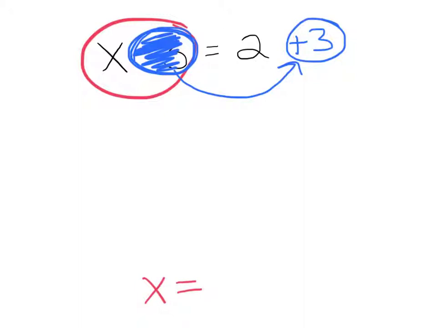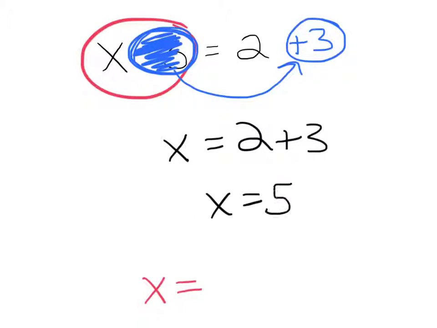Well, what am I left with on the left side? x equals 2 plus 3. And now let's simplify. x equals 5. And that's the answer.